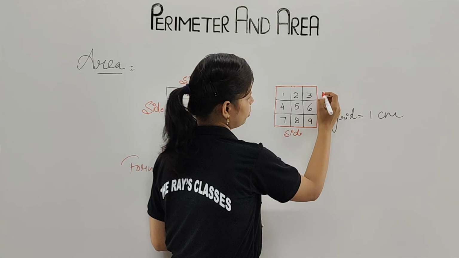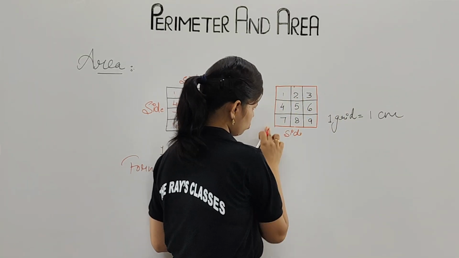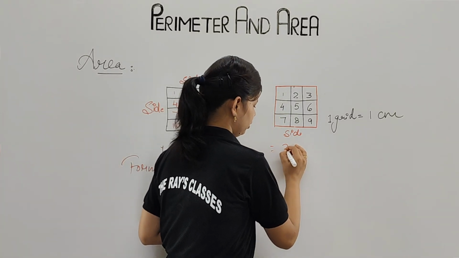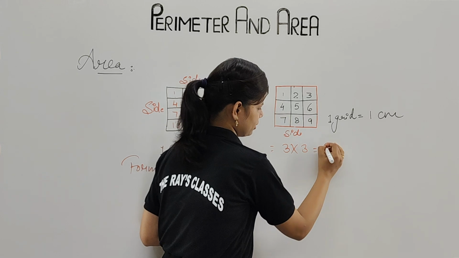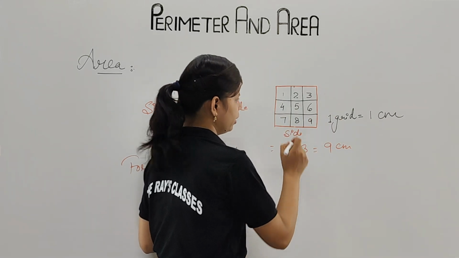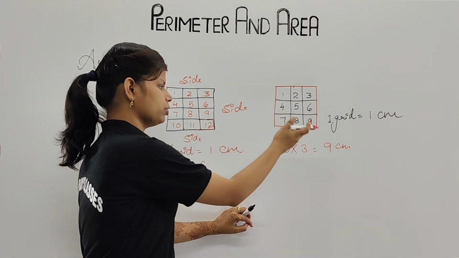Like here we are having 3, 1, 2, 3 on this side and this side. This side also when you are moving 1, 2 and 3. That means we have a grid of what? 3 multiplied by 3 and your answer will be 9. And you know already one grid equals how many centimeter? 9 centimeter. Here in total we are having how many boxes? 9. So that is also your 9 centimeter.